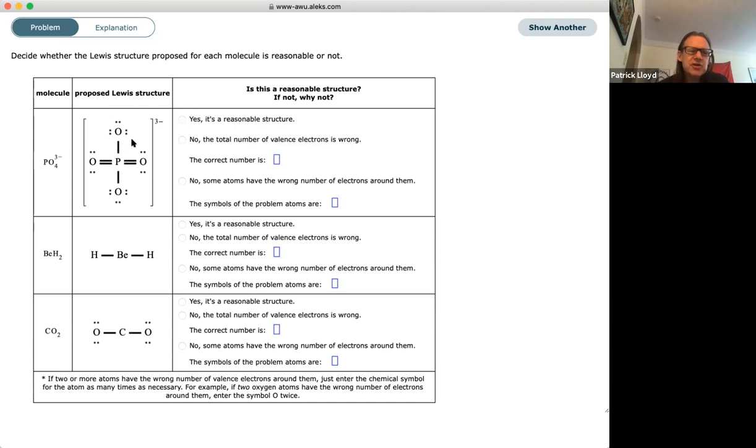Around this oxygen, there are 8. Around this oxygen, there are 8. Around this oxygen, there are 8. And around this oxygen, there are 8. And there's no lone pairs on the phosphorus. So that's 32 right there. We're good. 8, 16, 24, 32.